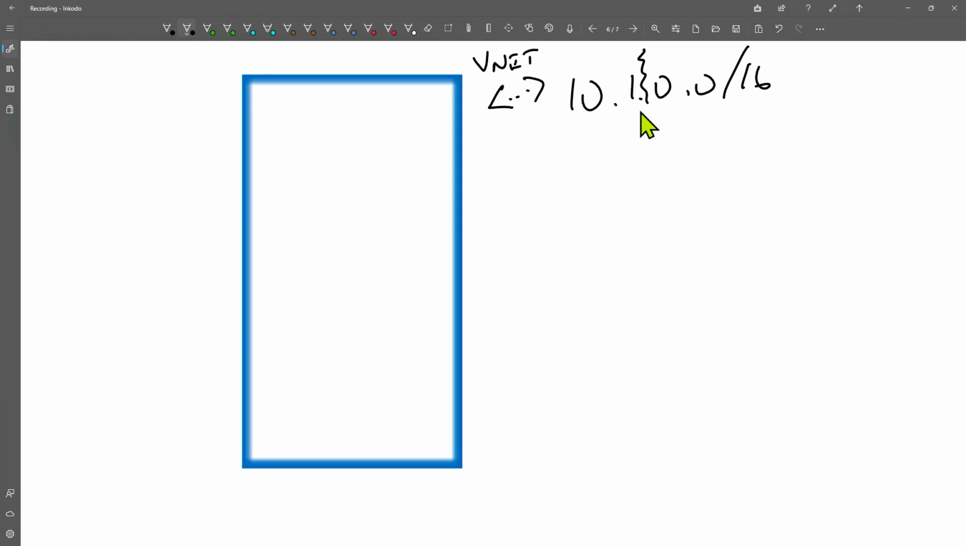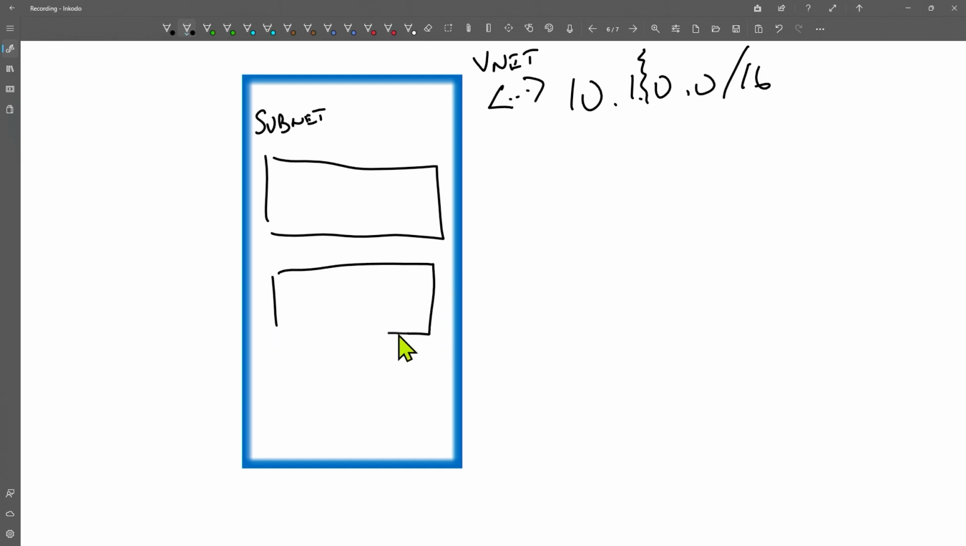I then can create a thing called a subnet, where I can take that IP address and break it up into several subnets within my VNet. So that's hopefully the language that you'll hear people refer to it, and it has a slightly different symbol.